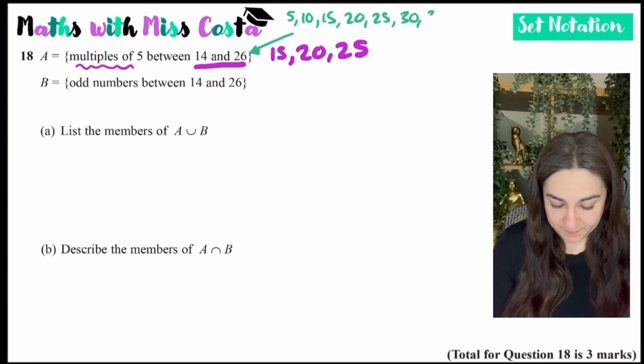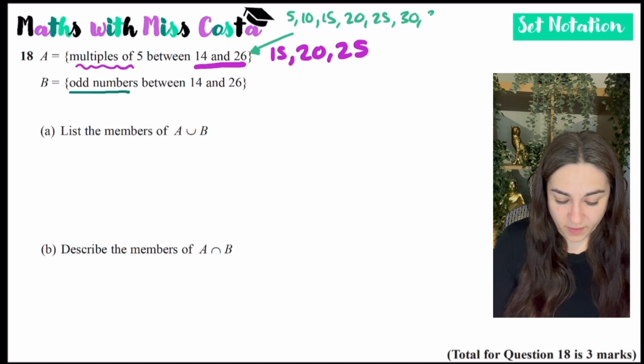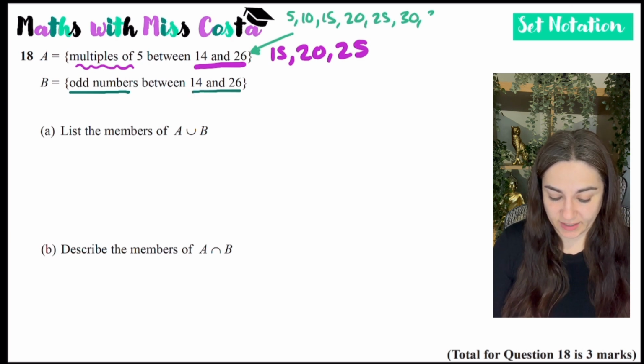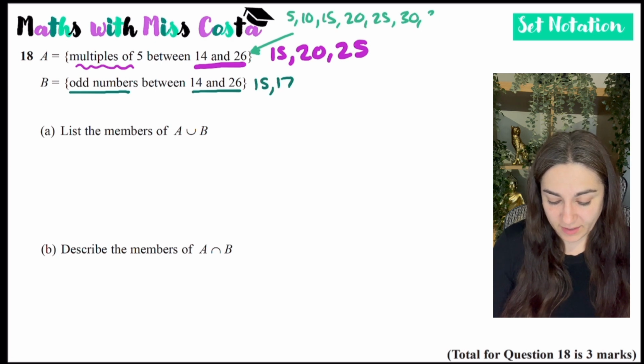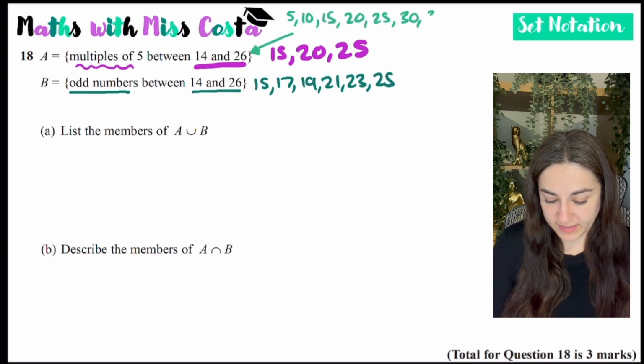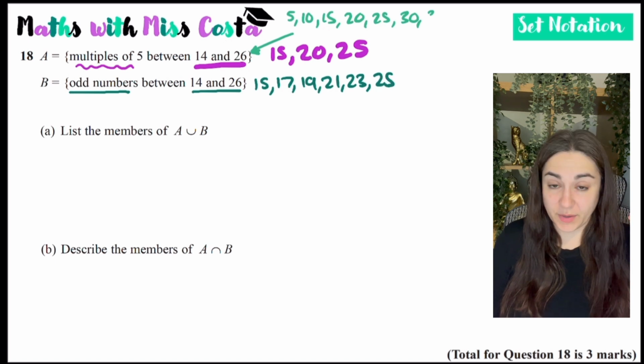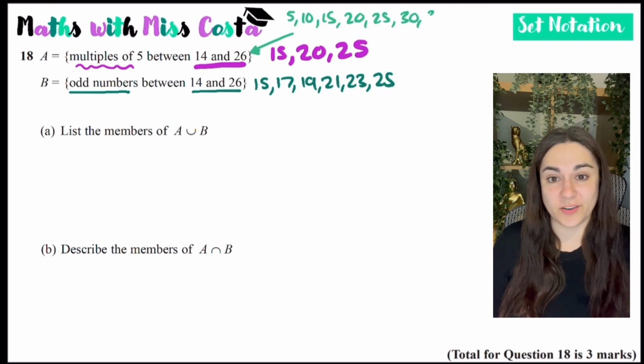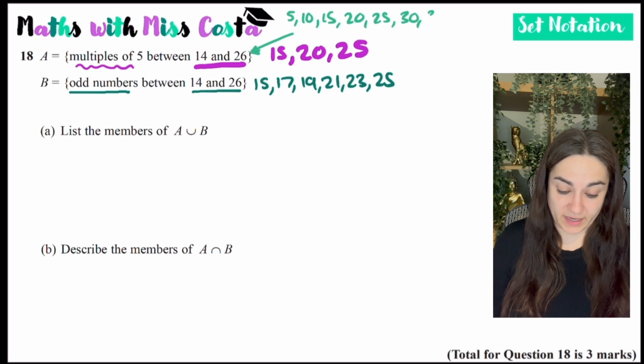So the members of set B are the odd numbers between 14 and 26. So what are the odd numbers? We'd start with 15, then 17, 19, 21, 23, and 25. So the only possible way you could be a member of set A is if you were 15, 20, or 25. And the only possible way you could be in set B is if you're one of those numbers.